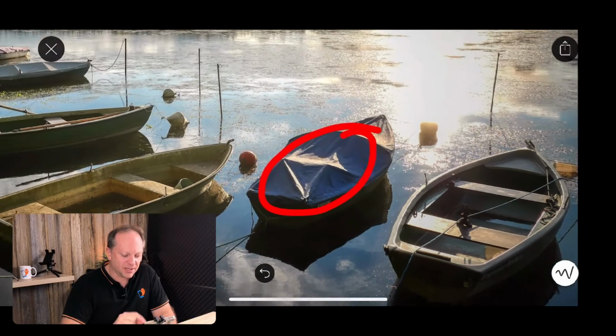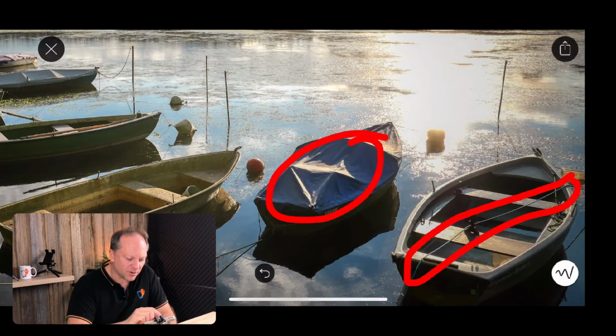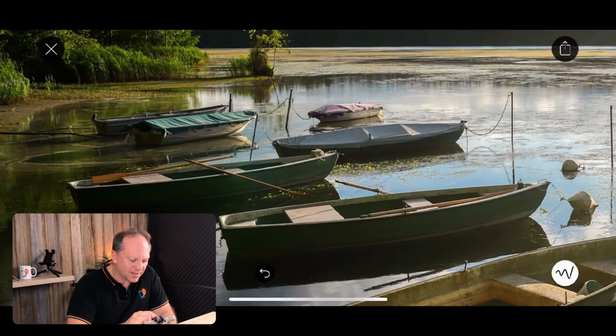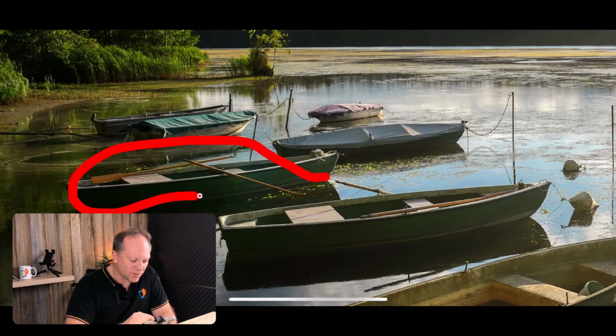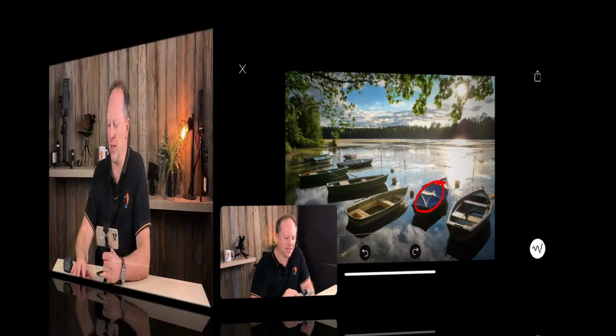So with the boats here, this covering, that's a gesture. This is more of a gesture, this line going across here. This is the best one: these oars, the way the oars are sitting on the boat there, that's a gesture. It's a moment in time that makes that unique.